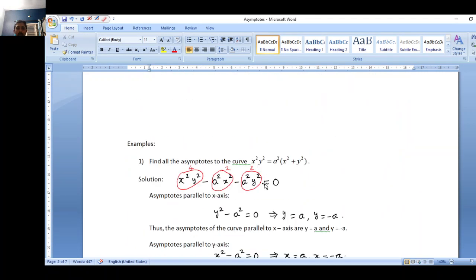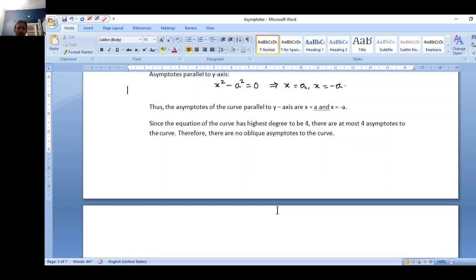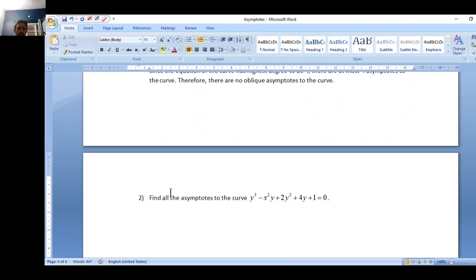Okay, but in this particular problem there is no point going further because we have already got all the 4 asymptotes. Okay, to make you understand things better, probably we'll take up the next example again. Now let's say the next example.